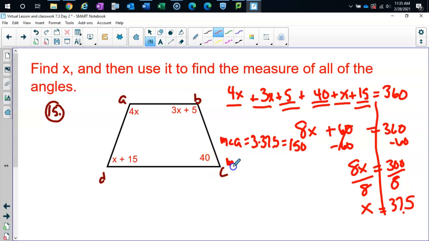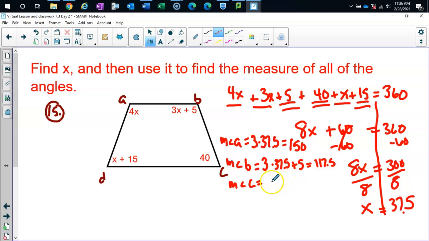All right. Find the measure of angle B. Go. Well, angle B is 3x plus 5. So 3 times 37.5 plus 5. When you punch that into your calculator, you will get 117.5. And again, don't round that. Leave it.